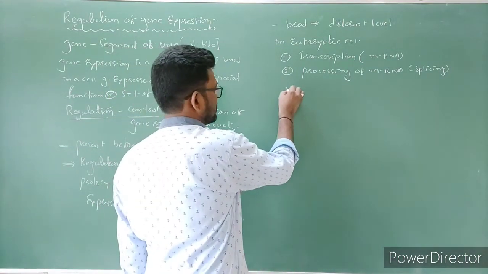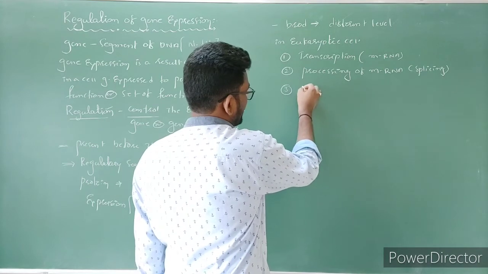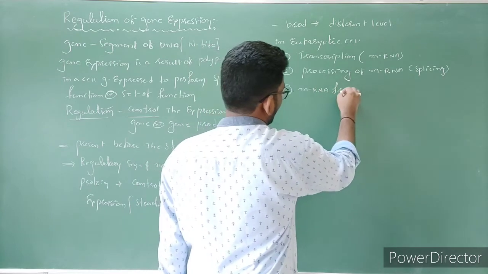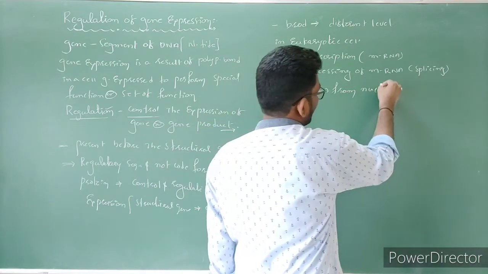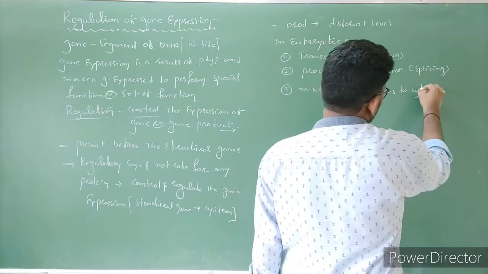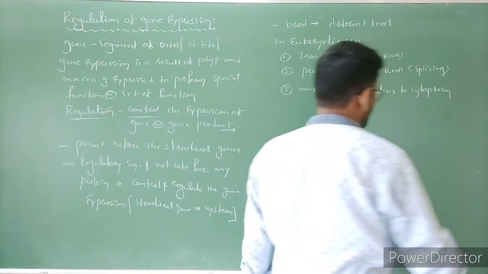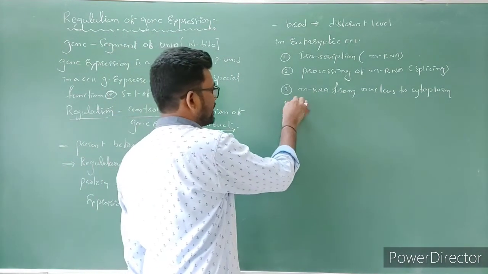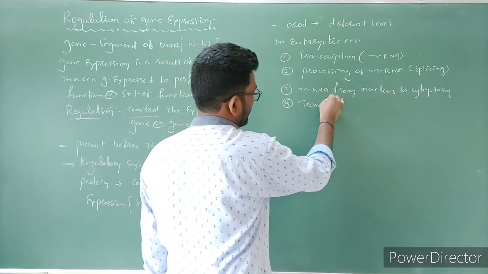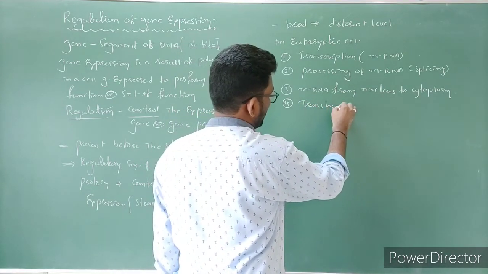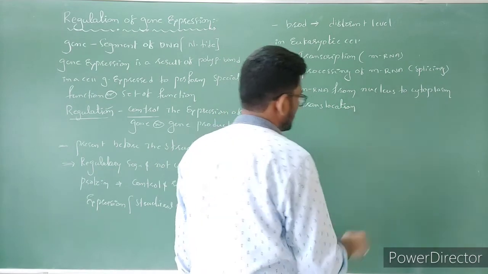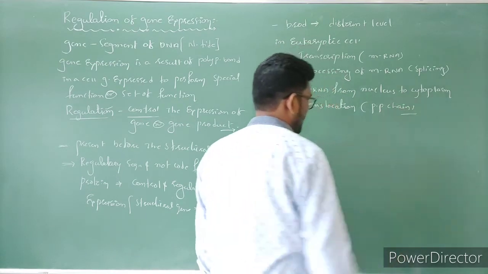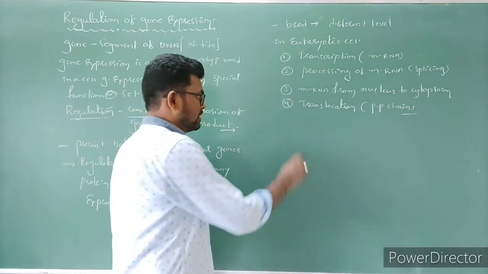The third one is that it is also controlled at the transfer of mRNA from nucleus to cytoplasm. At that level also, gene expression is controlled or regulated. And the last one is at translation, it means during the formation of a polypeptide chain, right? Okay.